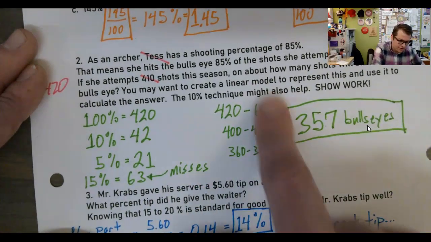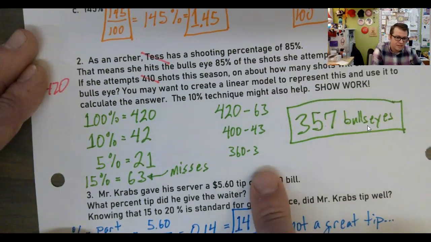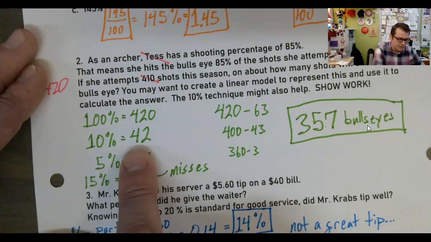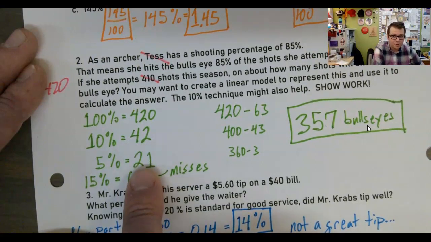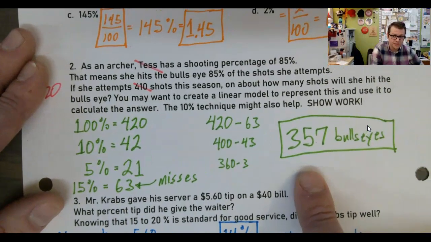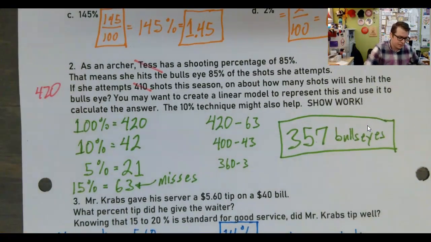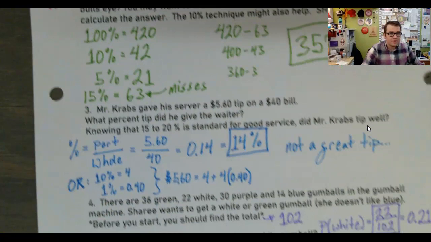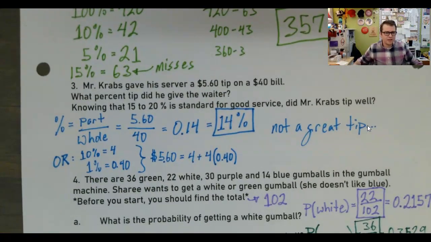So I could calculate this by just subtracting away the misses. I could also do 10%, so that 42 shots, times 8, and then add 5 more percent on. Either way, we should be getting to 357 bullseyes. If you did not get that, please call me over and ask me a question about that. This problem seemed to give a lot of us an issue as we were calculating through it.